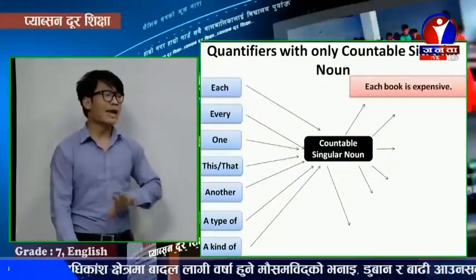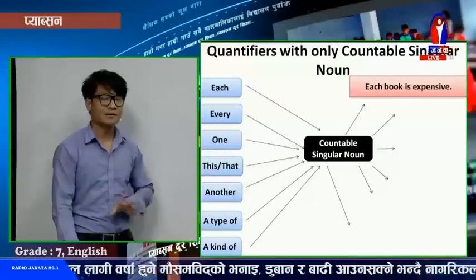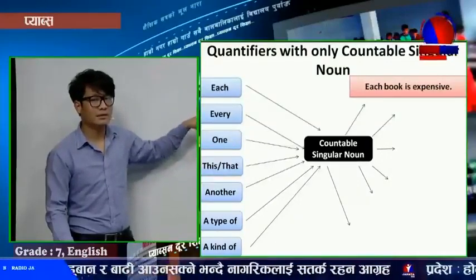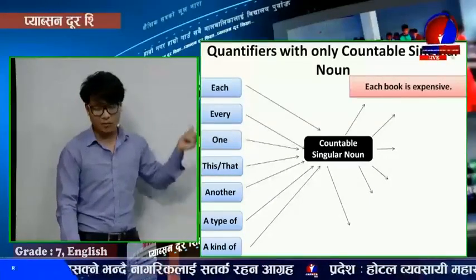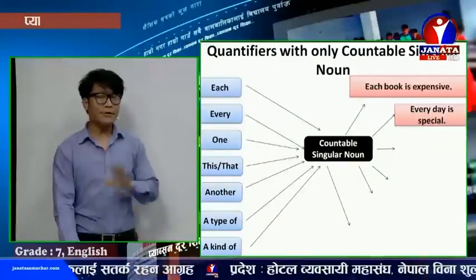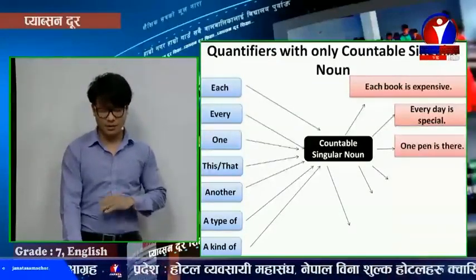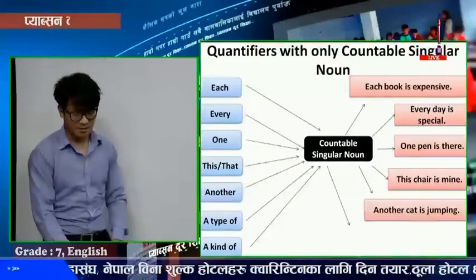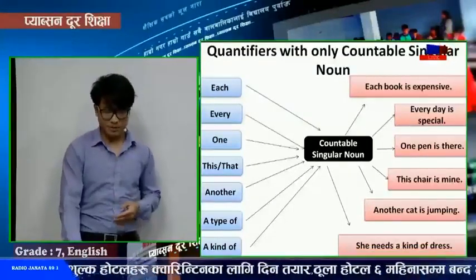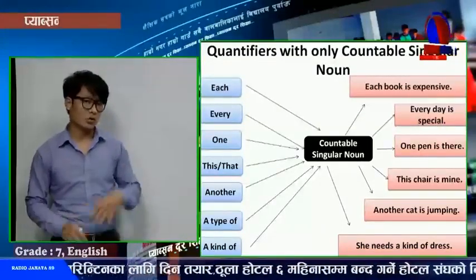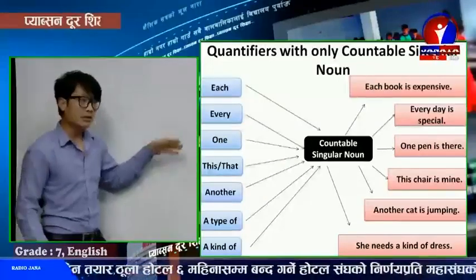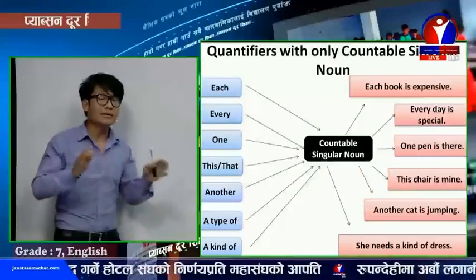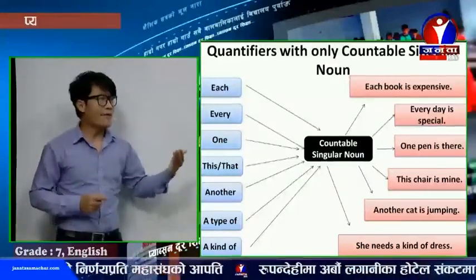Its book is expensive. So you can see after its there is B-O-O-K, book. So book is a singular noun. Its book is expensive. Every day is special. One pen is there. This chair is mine. Another cat is jumping. She needs a kind of dress. So once again, let me remind you, after these quantifiers, you should use only a singular noun. Now let's see other quantifiers.